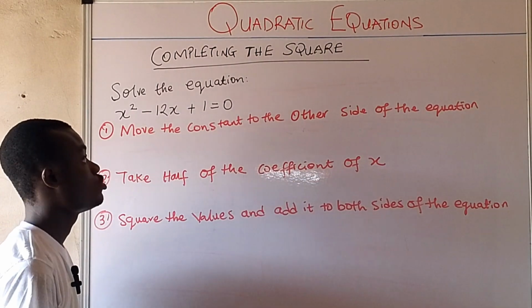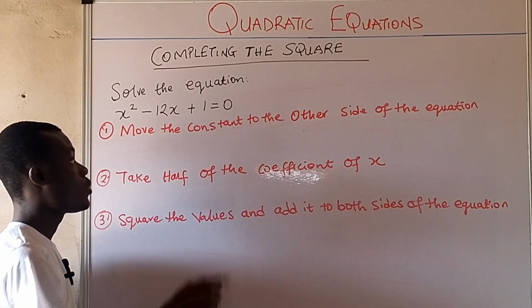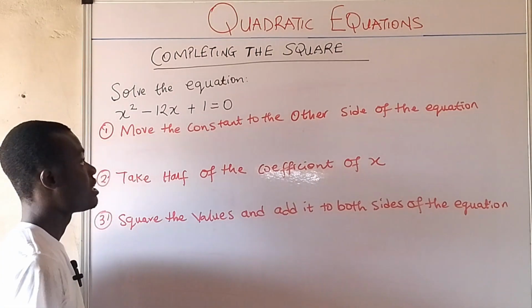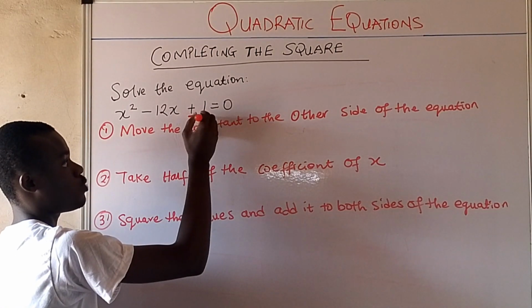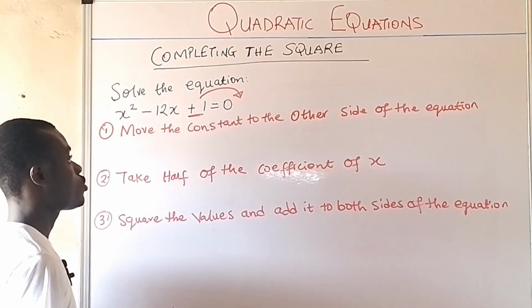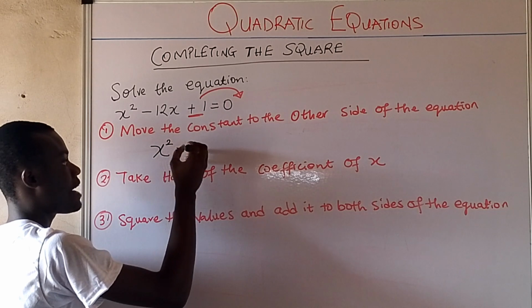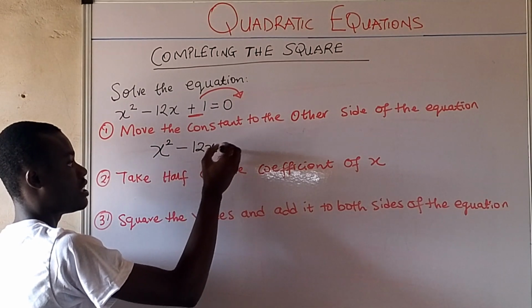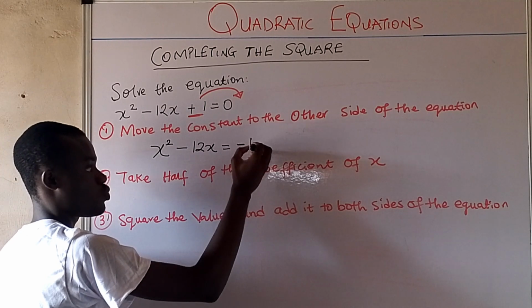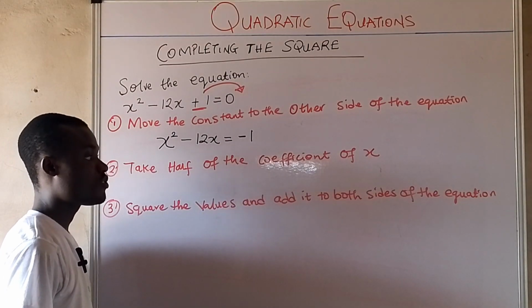And the first thing we have to do when we are using this method, which is completing the square, is that we are going to move the constant to the other side of the equation. Now this is our constant, plus 1. We are going to move it to this other side of the equation. So when we do that, we are going to have this equation as x squared minus 12x is equal to, if plus 1 comes out, it becomes minus 1. Secondly, we are going to take half of the coefficient of x.